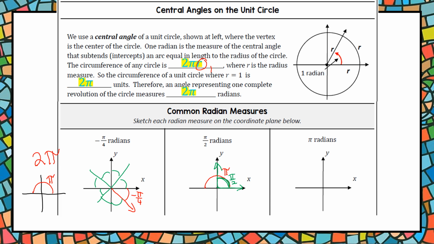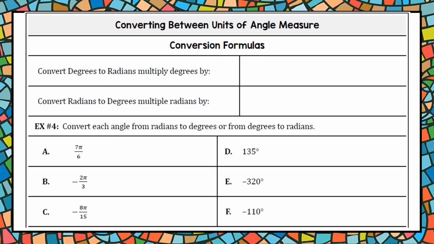And then the last one here is what we already kind of talked about. Half of the unit circle, or half rotation, is going to be pi. And so that's going to be actually just this, what we think of as a 180-degree angle. This would be an angle of pi radians.